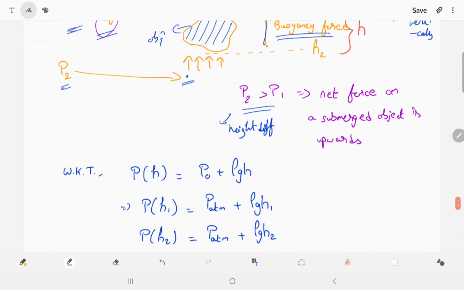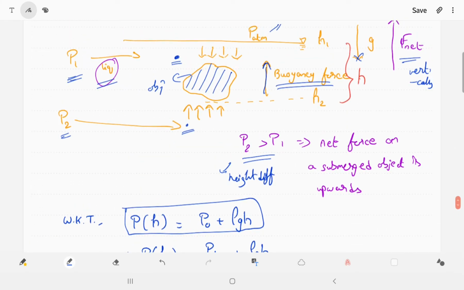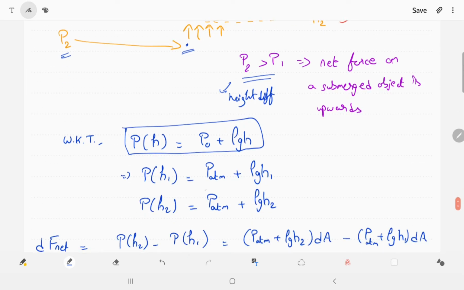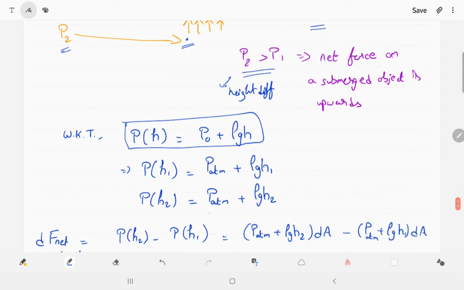As we discussed in our previous class, the pressure at a depth H equals the initial pressure plus rho g H. Now, what is the pressure at this point H1? P of H1 equals P atmospheric plus rho g H1, and the pressure at this point H2, P of H2, equals P atmospheric plus rho g H2.